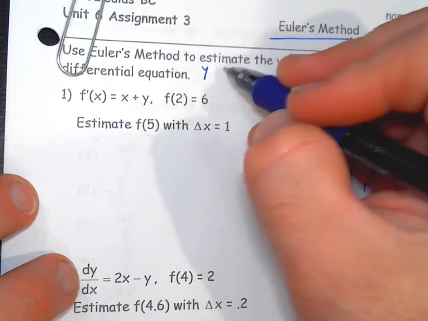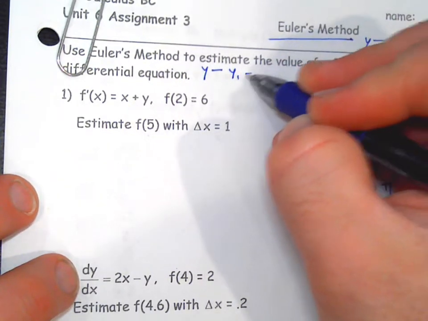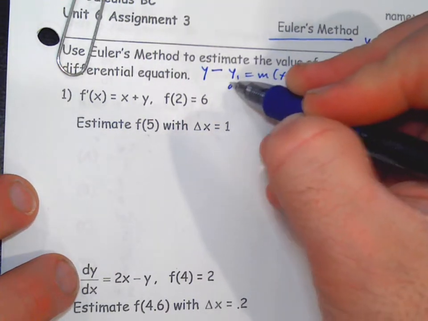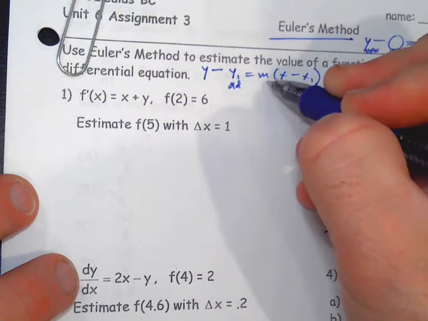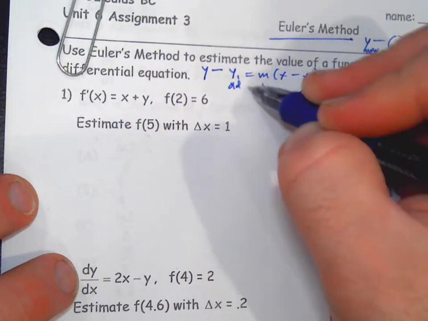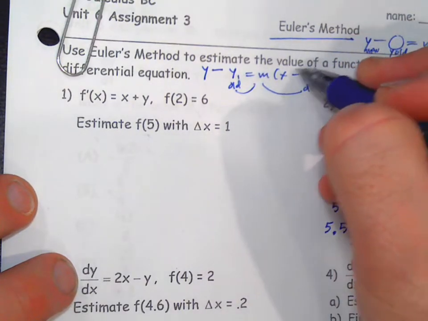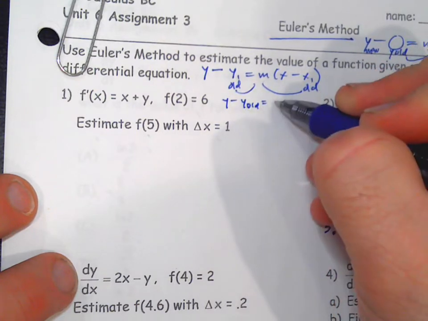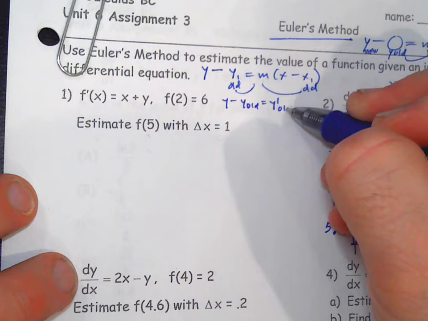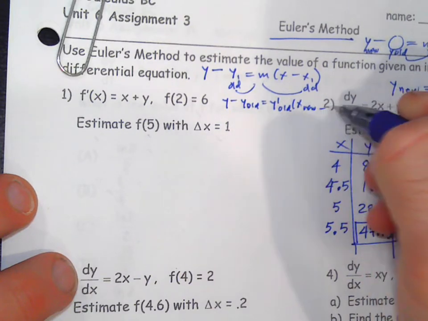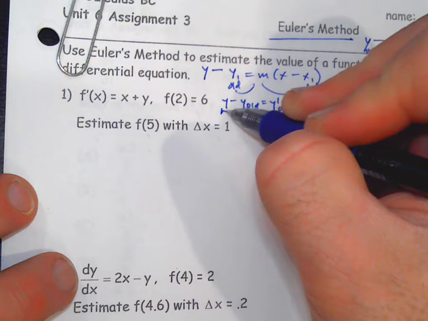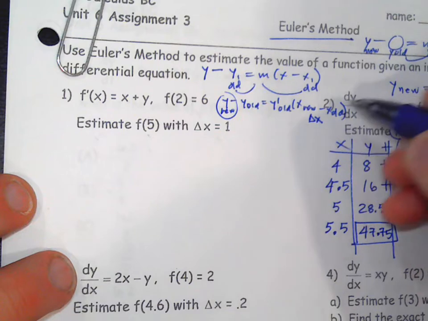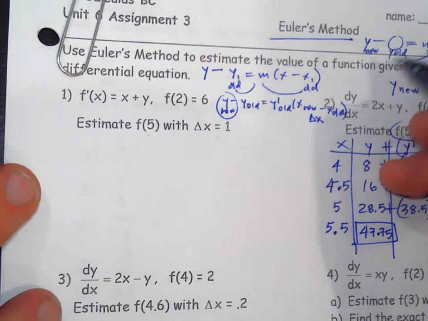Euler's method is just repeat tangent lines. y minus y1 equals m times x minus x1. Now y1 and x1 are the old known y values, and then the slope is based off those points too. So this is going to be y minus y old equals y prime old times x new minus x old. So this is y new, the new approximation we're trying to get. x new minus x old is usually a constant, delta x, equal step sizes.